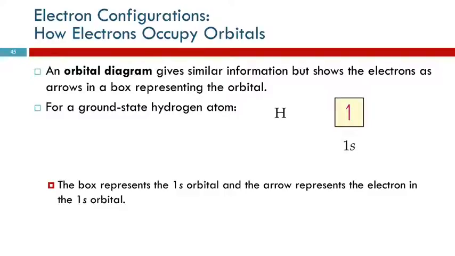We can also use orbital diagrams. I like these because they're a little more visual. Orbital diagrams represent each orbital as a box and each electron as an arrow. So for hydrogen, we'd say, okay, well, here's the 1s orbital, and it has 1 electron in it. So the boxes are like the beds in the rooms.